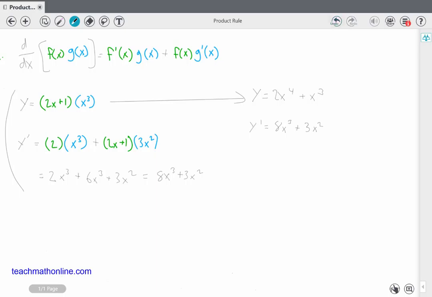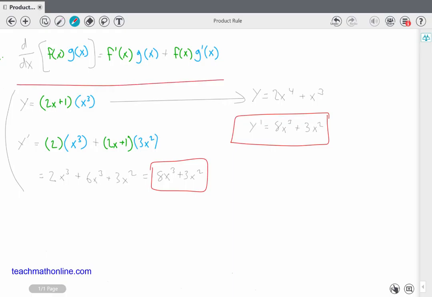We can see here that doing it using the power rule and doing it using the product rule, we achieved the same answer. So this definition up here is the product rule when you have two functions multiplied together.